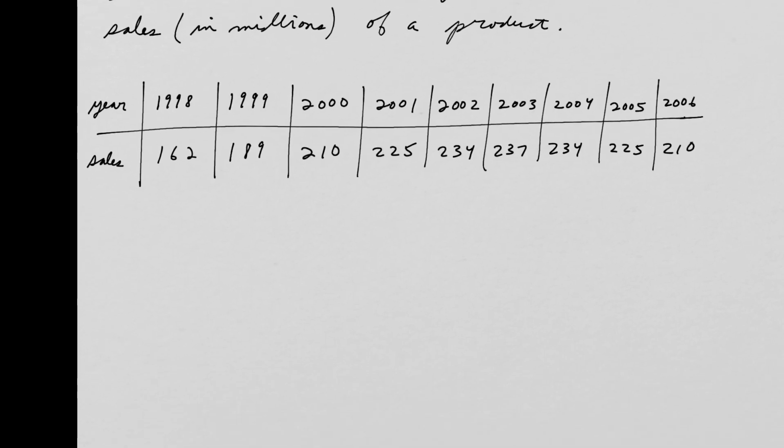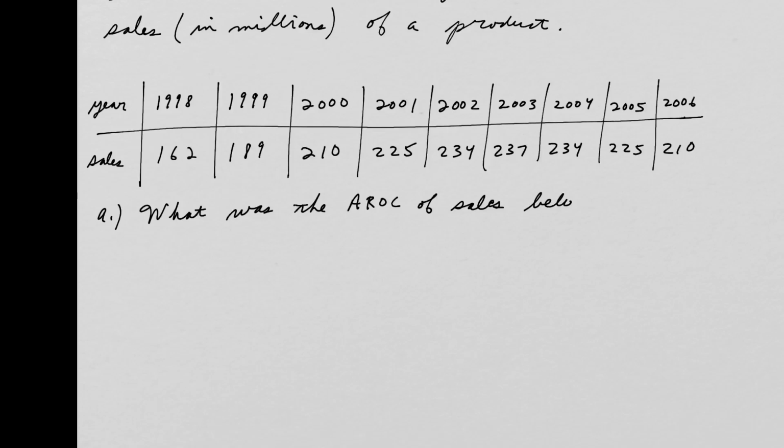All right, so let's say you're asked, based on that table, what was the average rate of change of sales between 1999 and 2000? So what was the average rate of change of sales between the years 1999 and 2000?